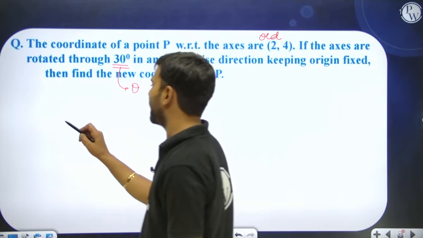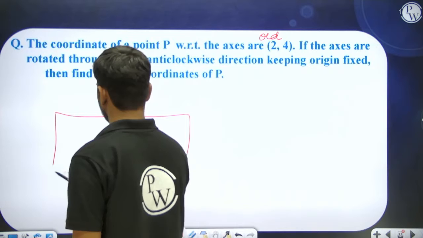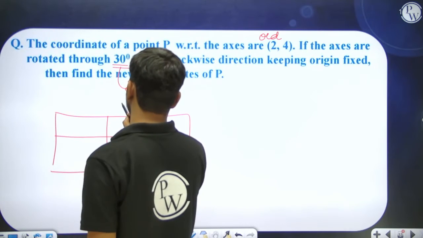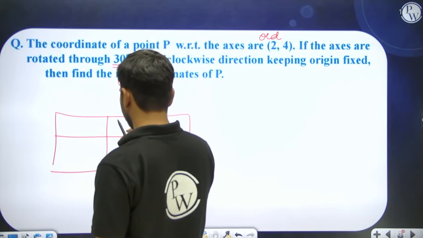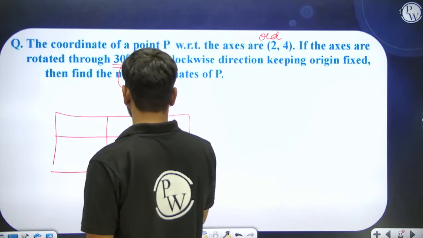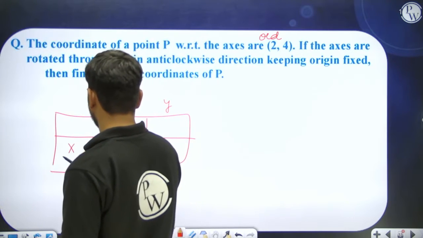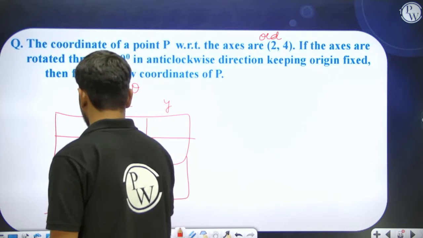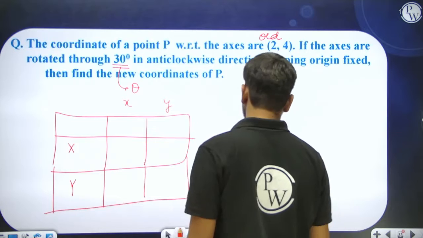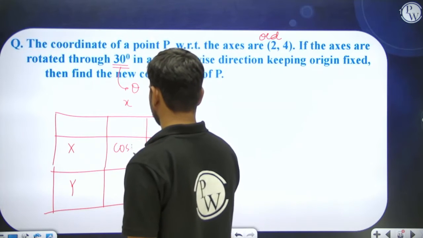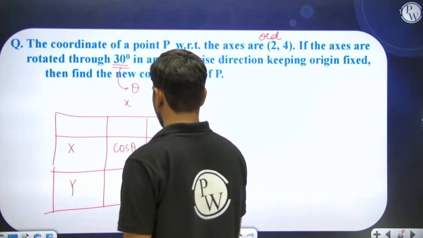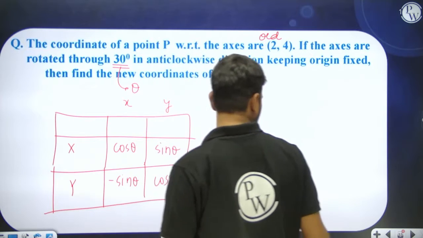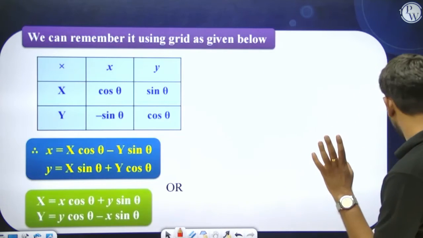So you can fill that particular table. In case you are not able to recall the formulas, you can always use that table. Let me write it over here: small x, small y. Over here, capital X and capital Y. The table is: cos theta, sin theta, and over here minus sin theta, cos theta. That's it. If you understood or remember this table, then your work is done.